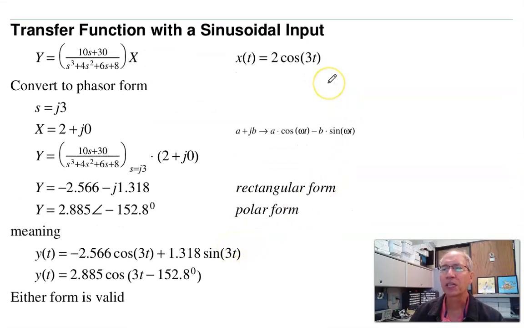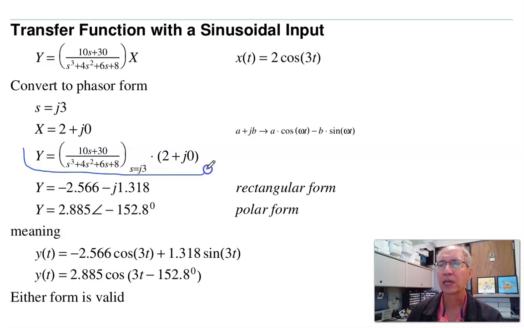Repeat if the input is a sine wave. Again, what works at DC also works at AC. I just have to use complex numbers. Now, this is why we study complex numbers. This is why we use complex numbers. This is the gain everywhere. What I care about is the gain at this frequency. Here, s equals j3. That's your cosine at 3 radians per second. The input is 2 plus j0. The real part's cosine, minus j is sine.